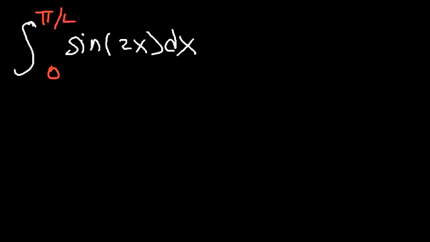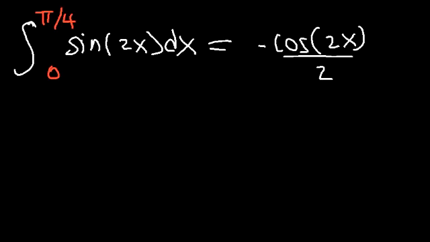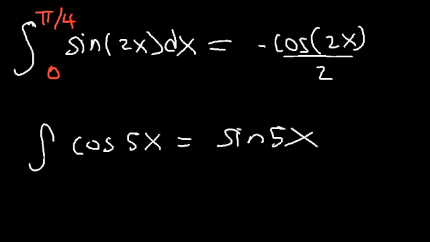What is the antiderivative of sine 2x? The antiderivative of sine is negative cosine, because the derivative of negative cosine is positive sine. The derivative of cosine itself is negative sine. So this is going to be negative cosine 2x, but divided by 2. Let's say if you want to find the antiderivative of cosine 5x. This is going to be sine 5x divided by 5, for example.